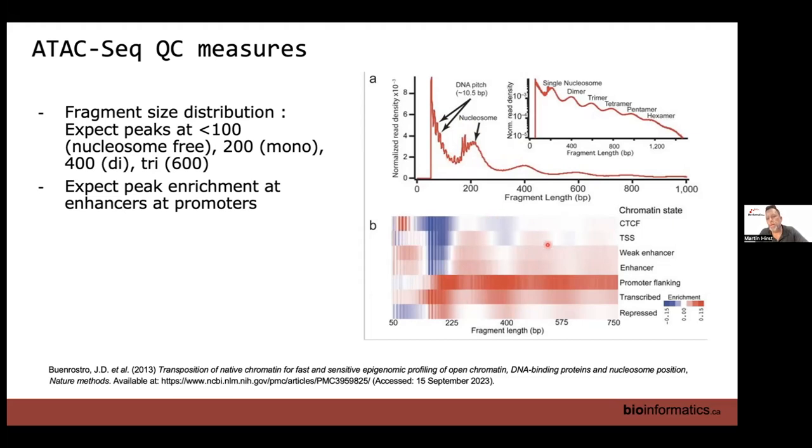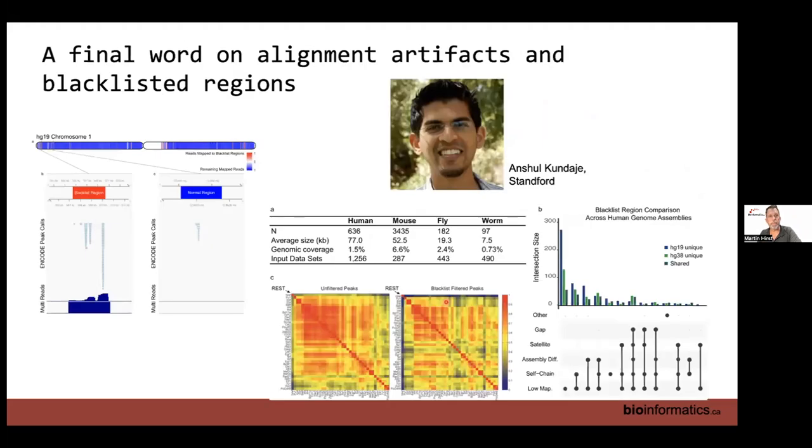We can also use a similar strategy to look at where in the genome the alignments are enriched. And of course, we expect that ATAC-seq reads will be aligned in regions such as promoters, enhancers, et cetera. So the enrichment of the signal within known feature sets of ATAC-seq is also a way of assessing the quality.